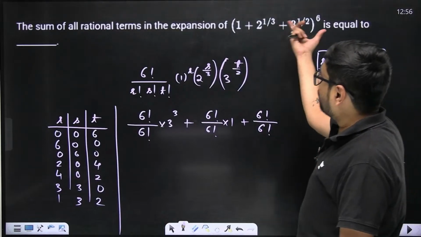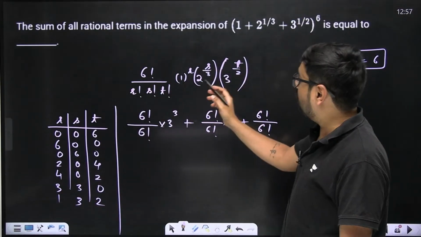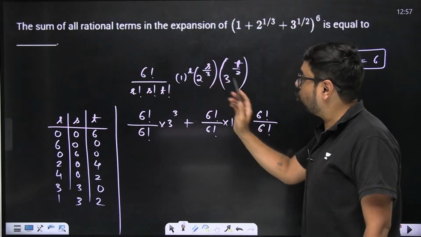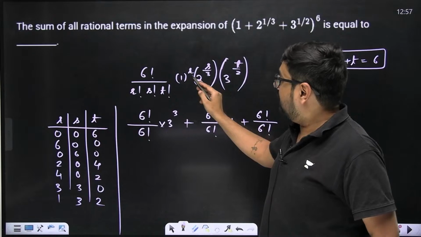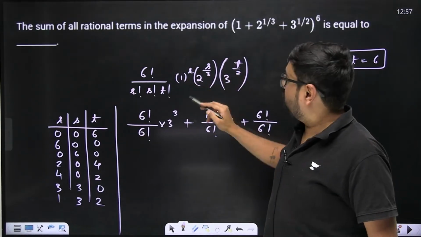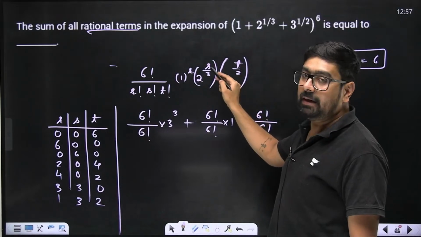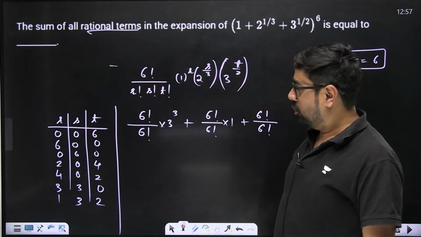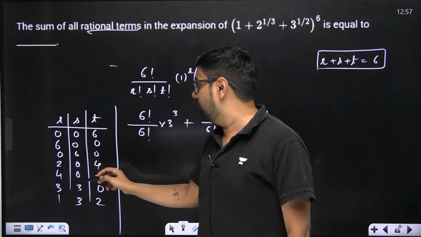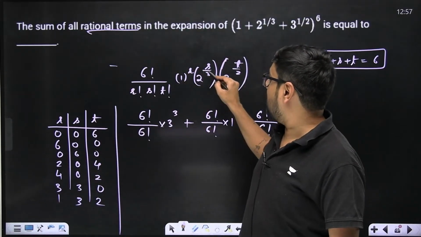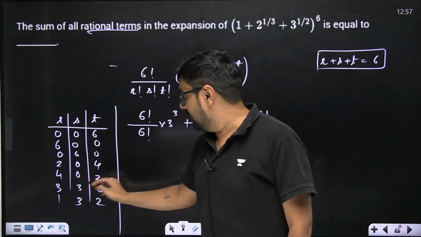So this particular expansion will become 6 factorial over r factorial, s factorial, and so on. Now, we have to satisfy two conditions: r plus s plus t should be equal to 6, and we want rational terms. So s should be a multiple of 3 and t should be a multiple of 2. Only these cases are formed: (0, 0, 6), (6, 0, 0), (0, 6, 0), (2, 0, 4), because s cannot be a multiple of 2, then (3, 3, 0), (1, 3, 2).